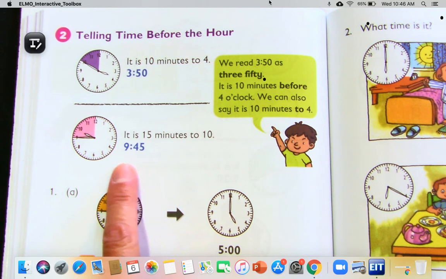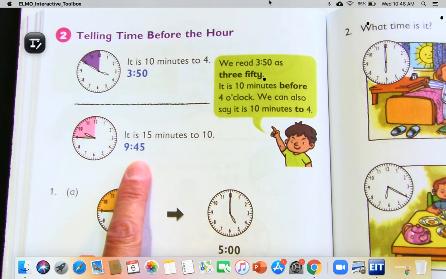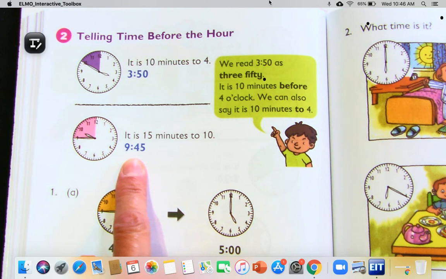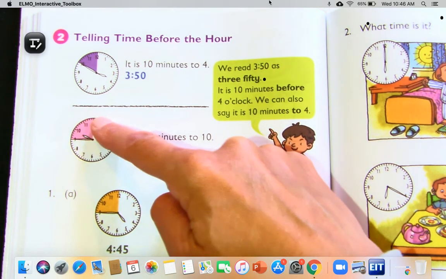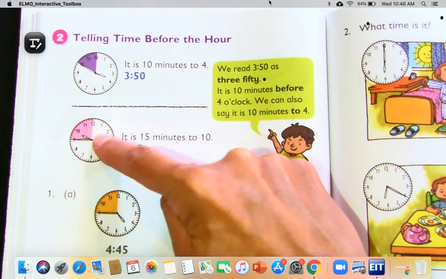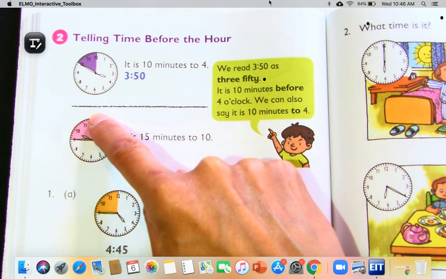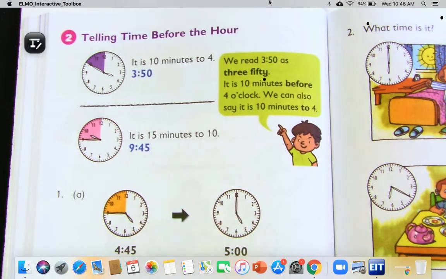Here's one similar to the one we just did. It is 15 minutes to 10. It's 9:45. We can also say it is a quarter to 10. And we can see there our fraction. If we divided up this circle, that would be a quarter, 1/4, a quarter to 10.